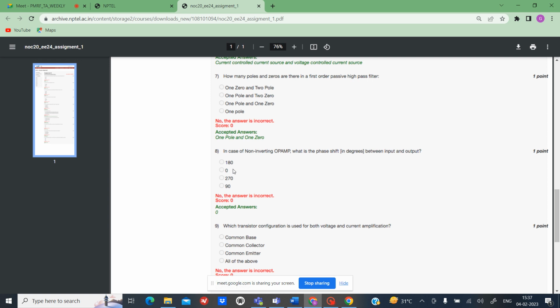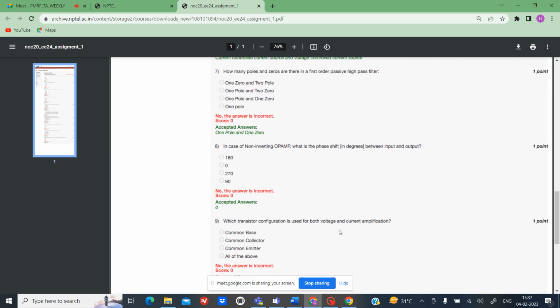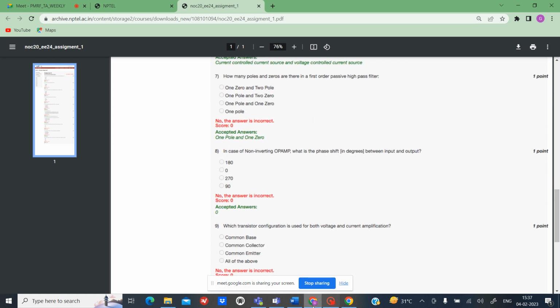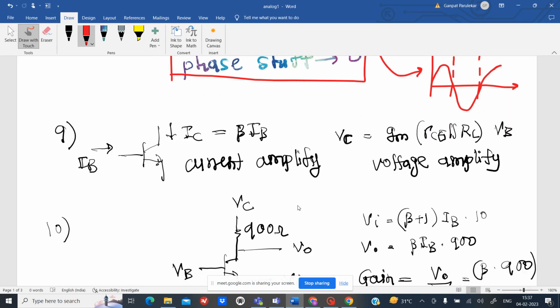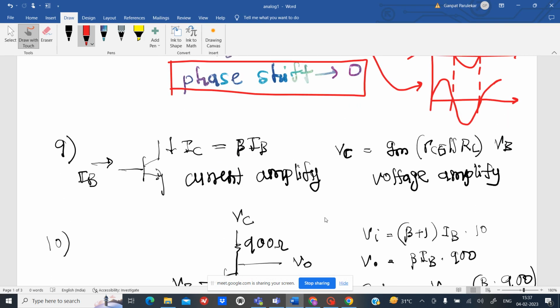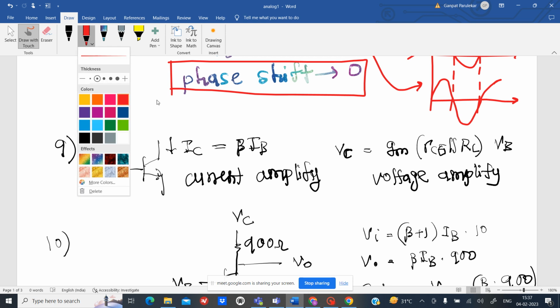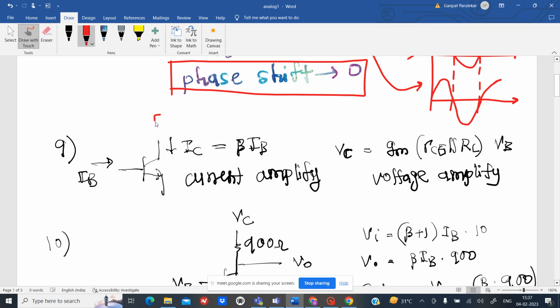So now question number 9. Which transistor configuration is used for both voltage and current amplification? Okay. So we will see. Basically there are three types of configuration. One is common base, which we call a CB configuration. Then common collector, that is collector is common, and third is common emitter.